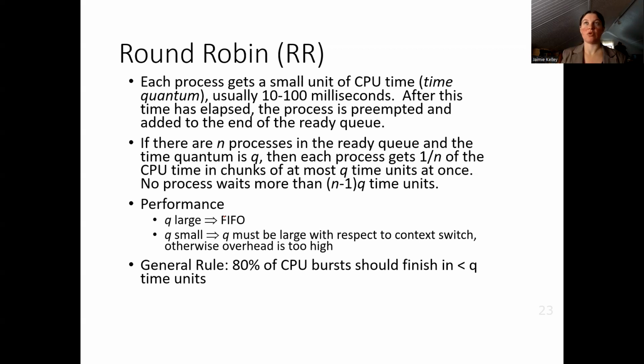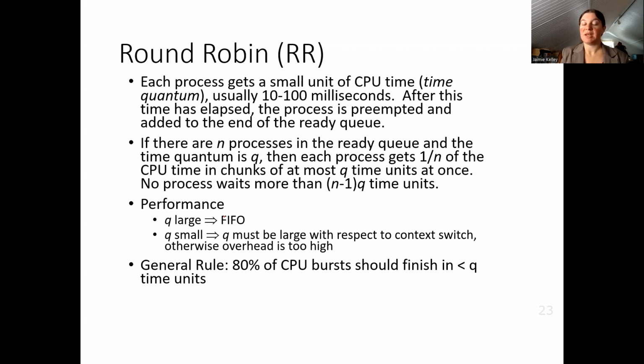When that time quantum is large, this does result in a first come, first serve scheduling algorithm instead. But when that time quantum is very small, we typically end up with the overhead related to the context switches, or the dispatch latency, becoming too large. If the overhead is too large, we are overall reducing the CPU utilization in terms of the amount of work that can be done. So as a general rule, we would want about 80% of CPU bursts to finish within their first quantum.